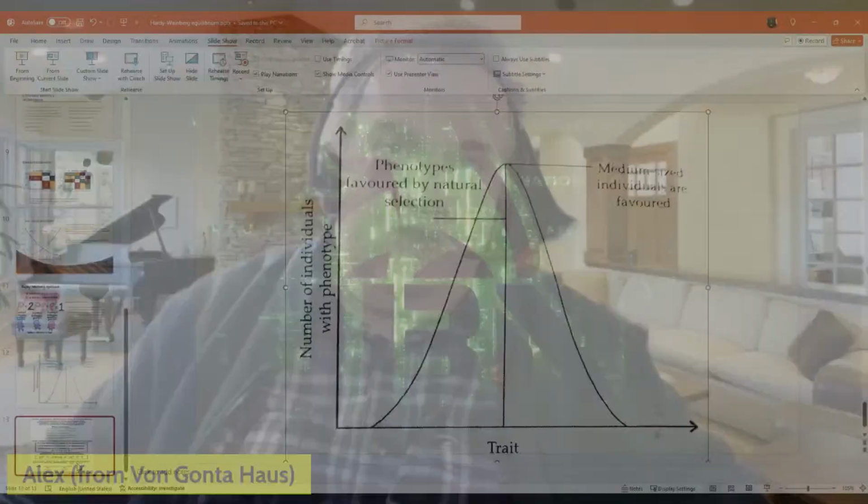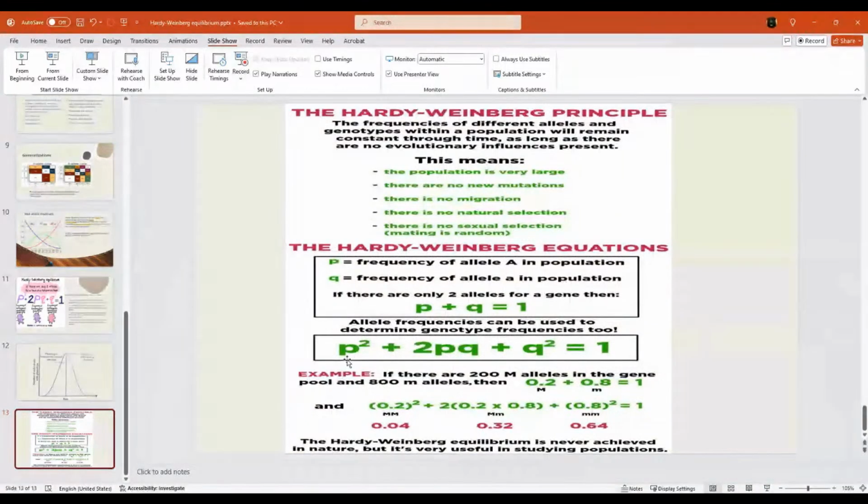And then very quickly, an example, because all of this makes sense with examples. So again, the assumptions: population is very large. There are no mutations. Again, not true. There are mutations. There's no migration. Again, not true. There is migration. There's no natural selection. Not true. There is natural selection, or you wouldn't believe in Darwin's theory of evolution. And there's no sexual selection. Mating is random. Well, that's not true.